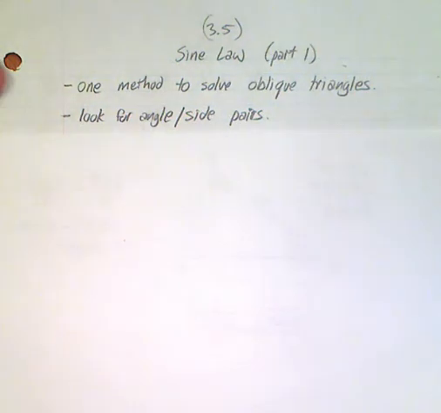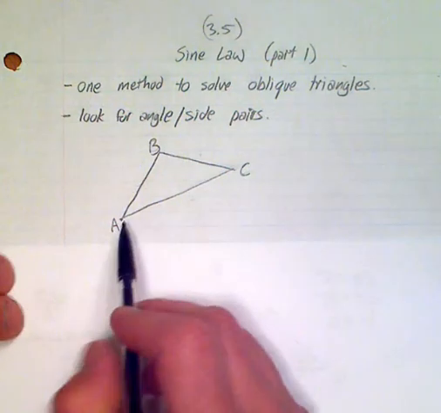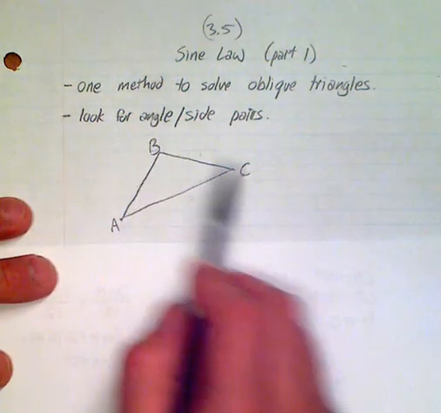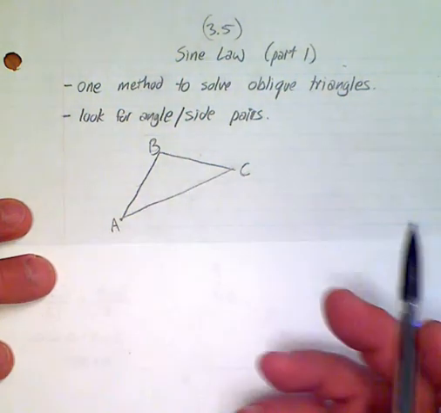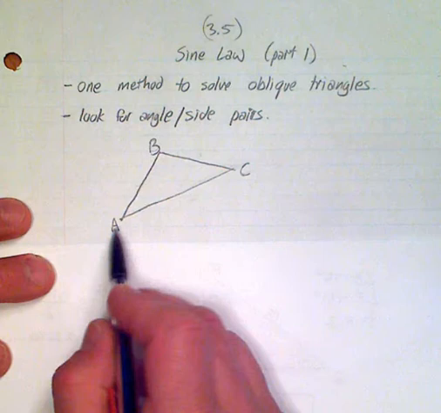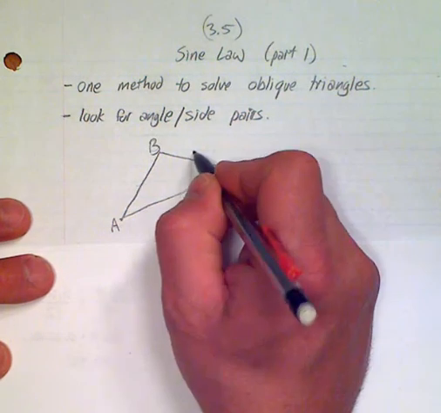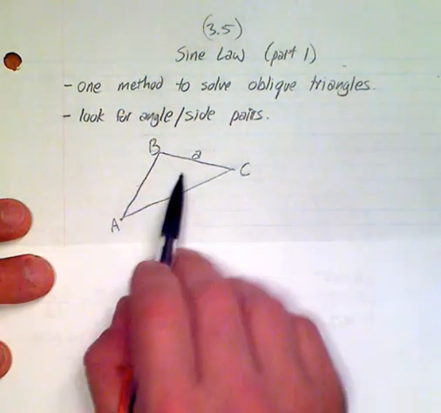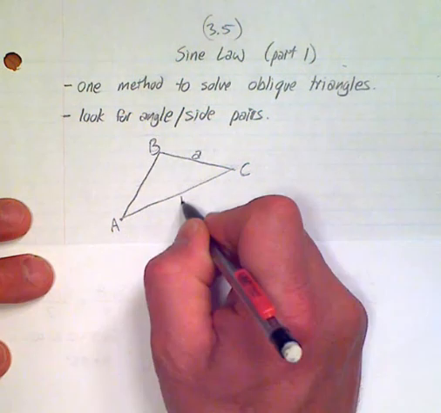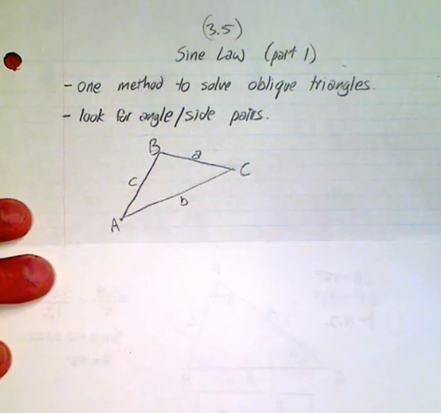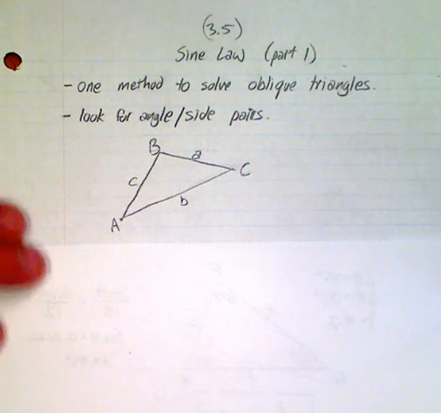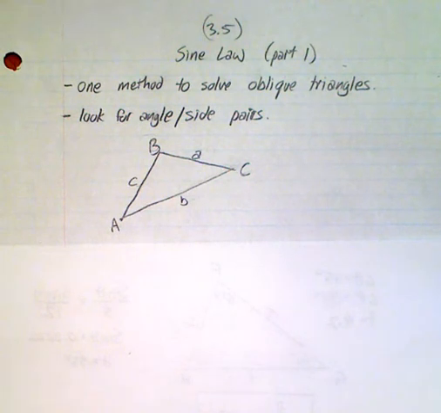Now, angle side pairs, we need to understand how we name a triangle first of all. So here we have a triangle, angle A, angle B, angle C. Now each angle has an associated side, which makes up the angle side pair. The side opposite angle A is called little a, the side opposite angle B is called little b, and the side opposite angle C is called little c. That's incredibly important to grasp in order to be able to use this sine law stuff, okay?